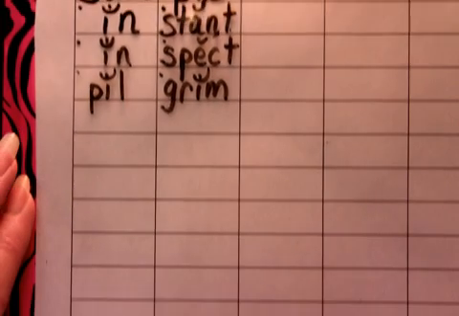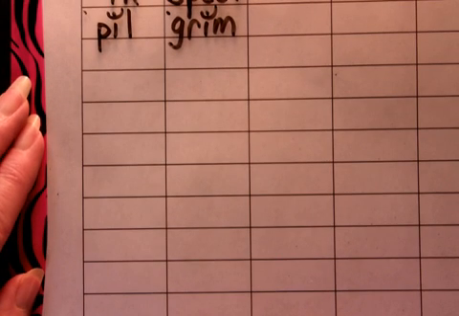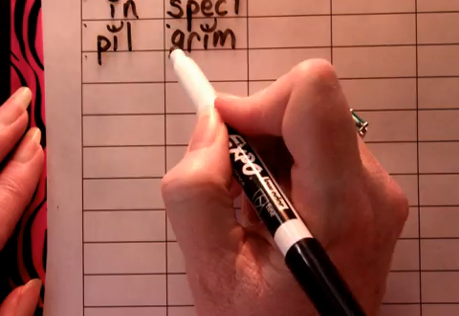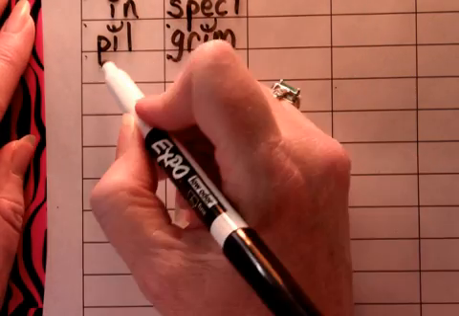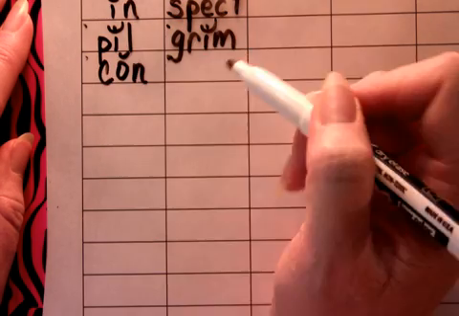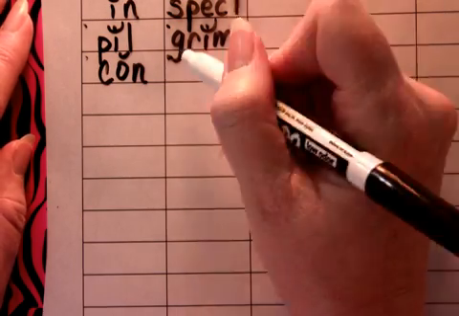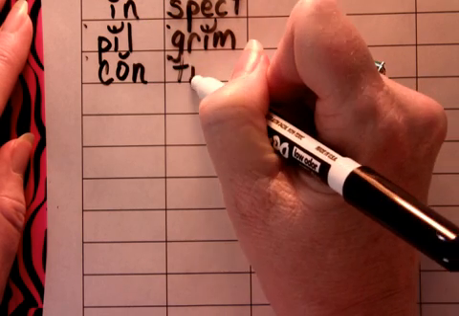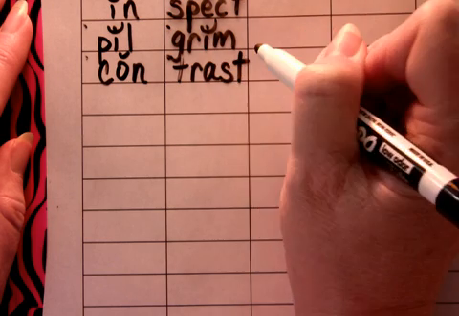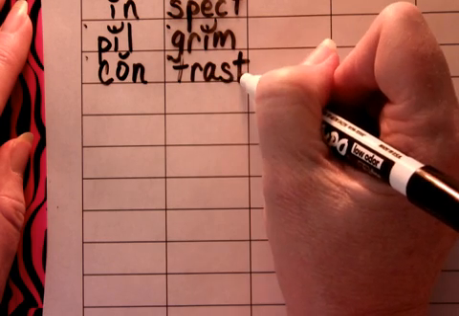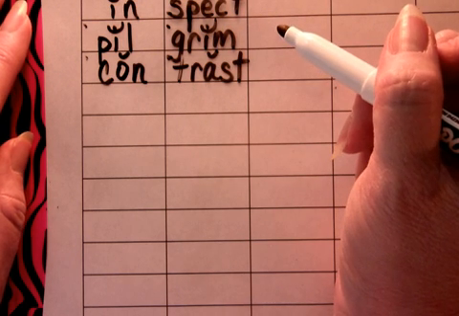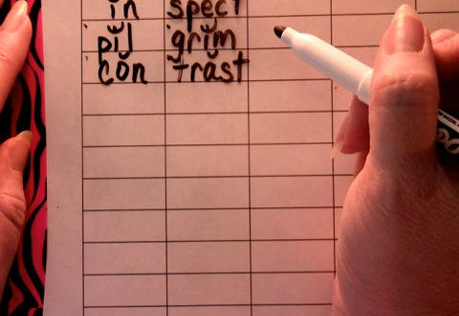The next word we're going to do is contrast. Contrast. Con, C-O-N. The vowel is short. That's a closed syllable. Trast. T-R-A-S-T. Contrast. One vowel followed by one or more consonants. The vowel is short. Put the breve over the top. Trast. Contrast.